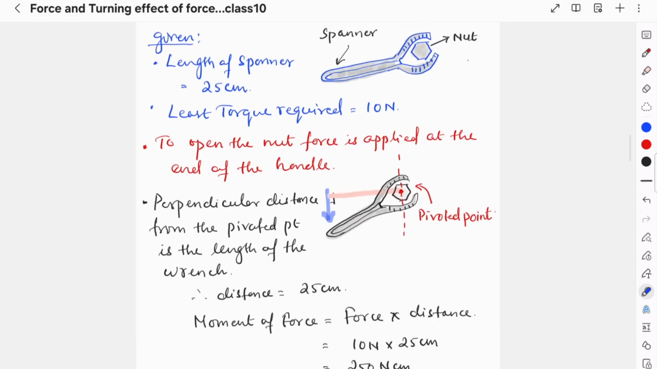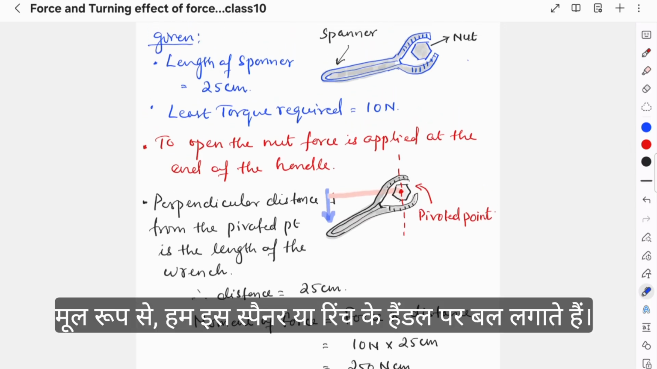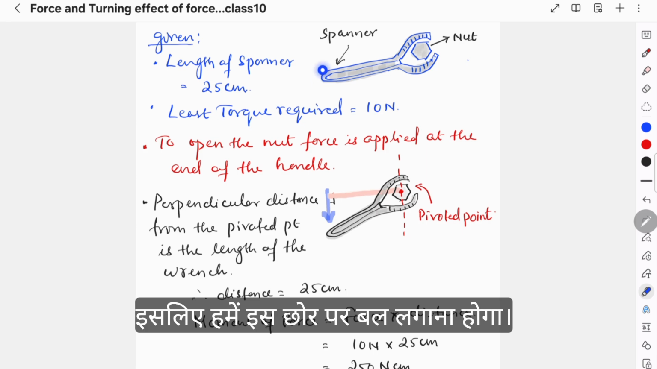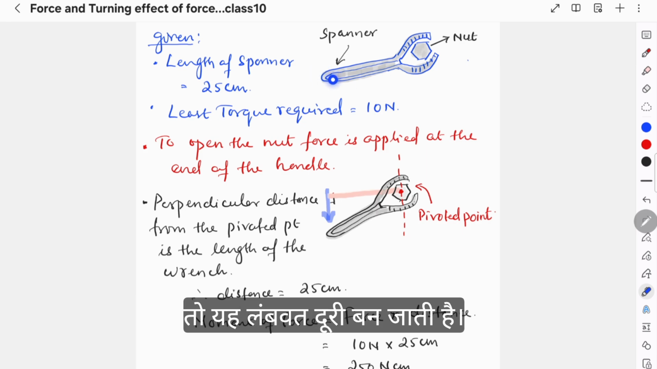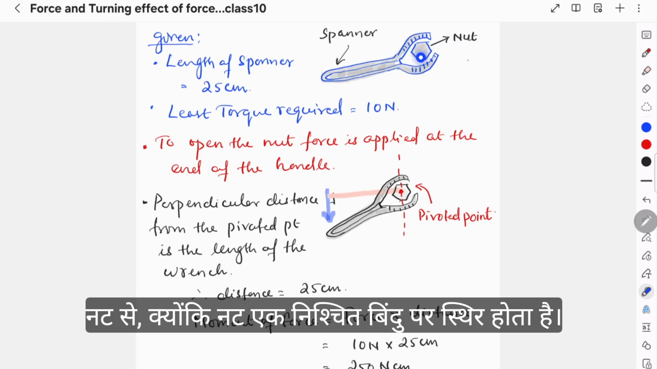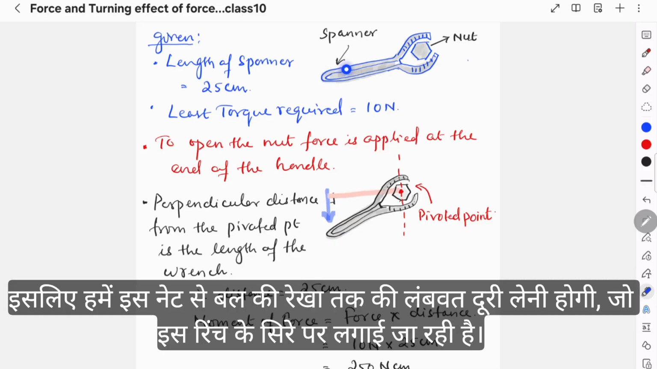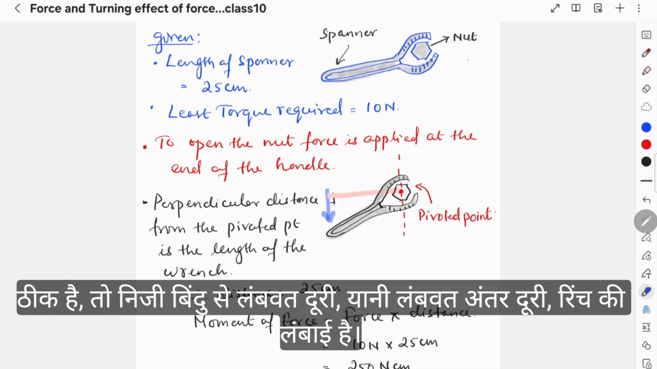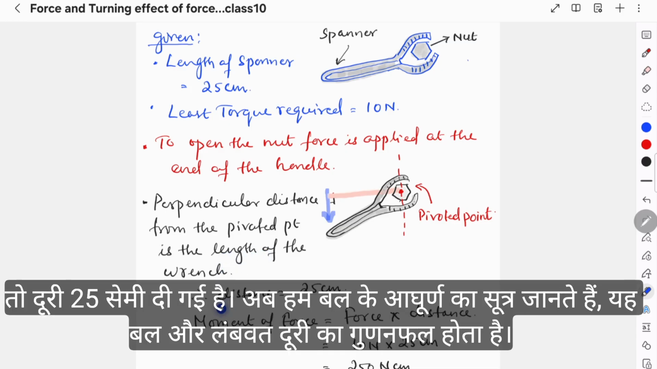Now if we see the spanner, basically we apply the force on the handle of this spanner or the wrench. So at this end we have to apply the force. So this becomes the perpendicular distance from the nut. Because the nut is fixed at a certain point, we have to take the perpendicular distance from this nut to the line of force which is being applied at the end of this wrench. The perpendicular distance from the pivot point is the length of the wrench. So the distance is given as 25 cm.